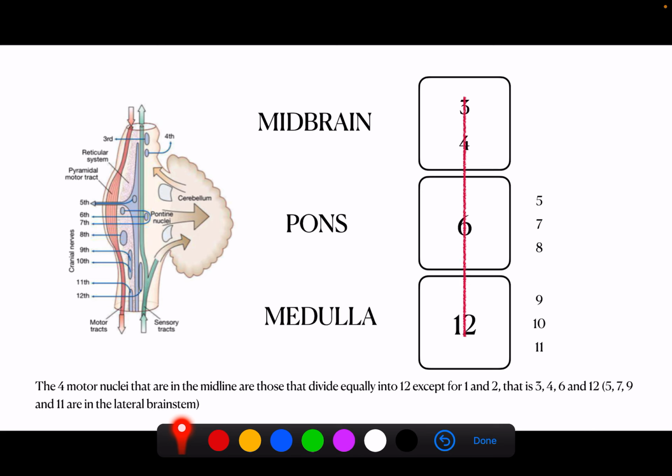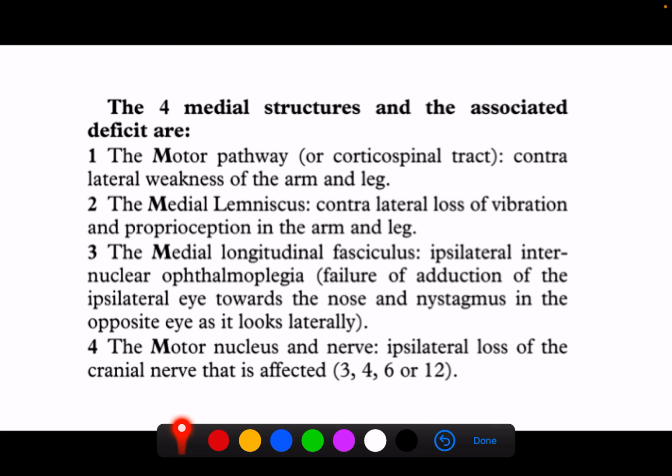Okay. Here, in the midline, there are 4 nuclei that divide equally into 12. And here are the 4 midline structures which begin with M. The first is the motor pathway, and damage to it can lead to contralateral hemiplegia. And damage to the medial lemniscus leads to contralateral loss of vibration sense and proprioception. And the other M is the medial longitudinal fasciculus. Damage to it can lead to internuclear ophthalmoplegia, and the motor nuclei, as I mentioned above, right? So we need to memorize these 4 structures which begin with M.